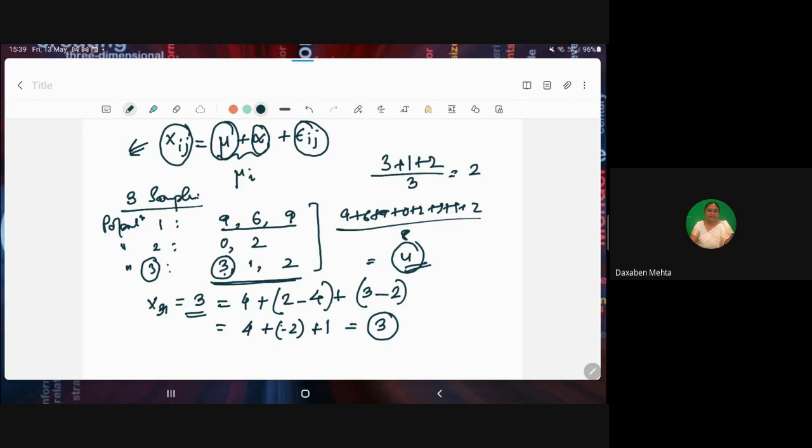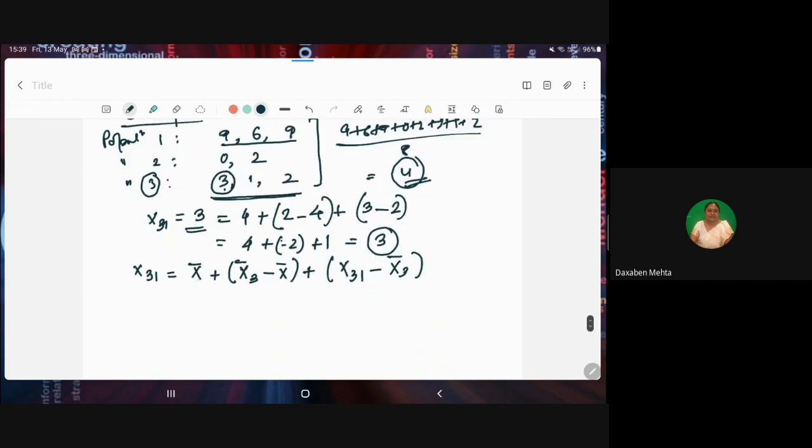So this is the way we write the data, considering all the observations. That means x31 is written as the overall mean, plus the group mean minus the overall mean, plus the individual value minus the group mean. This is the way, and this is the overall mean.